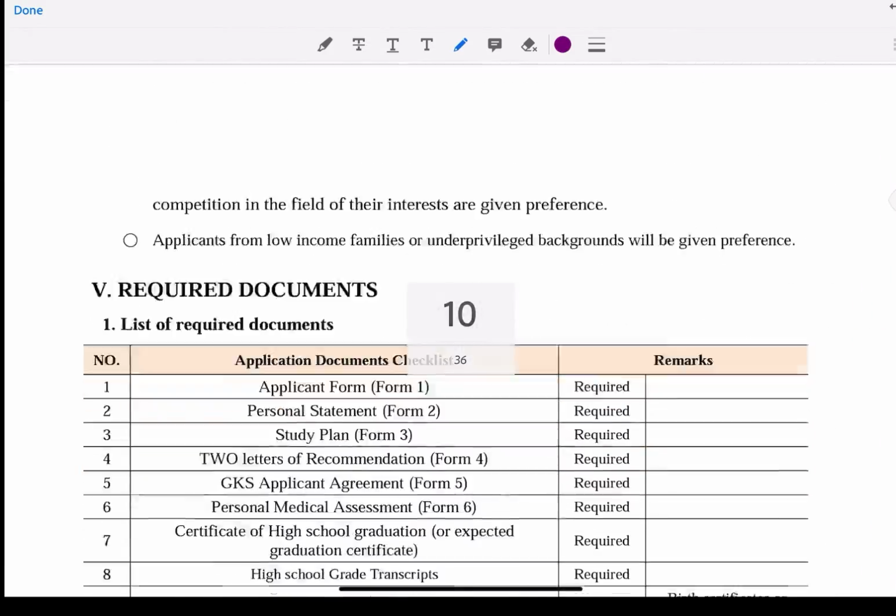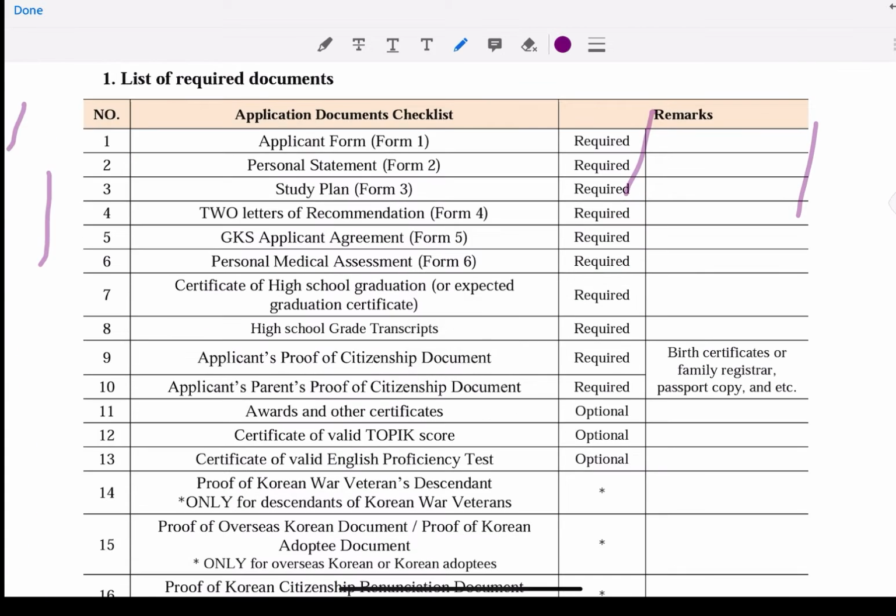Now let's move on to the application checklist. The application checklist has an application form. This is required, so you need to check it. And then there is also a personal statement. Regarding the personal statement, I have made a separate video on my YouTube channel. You can go and check that video. Regarding the study plan also, it is included in that video.